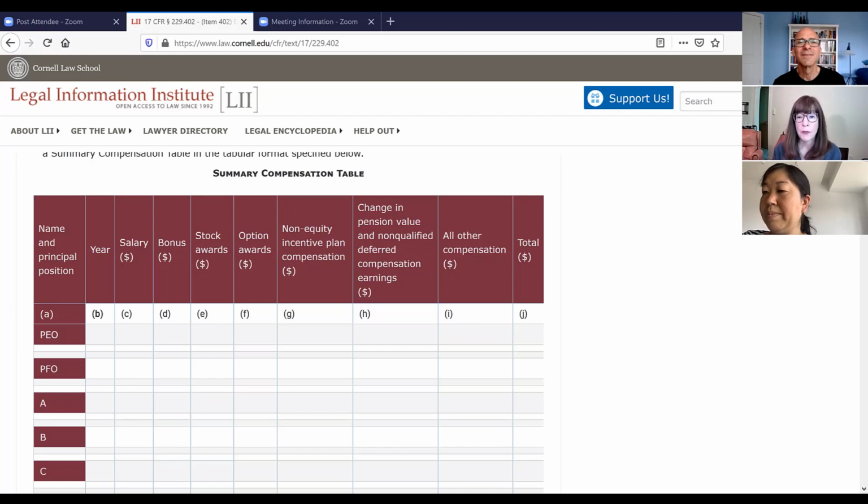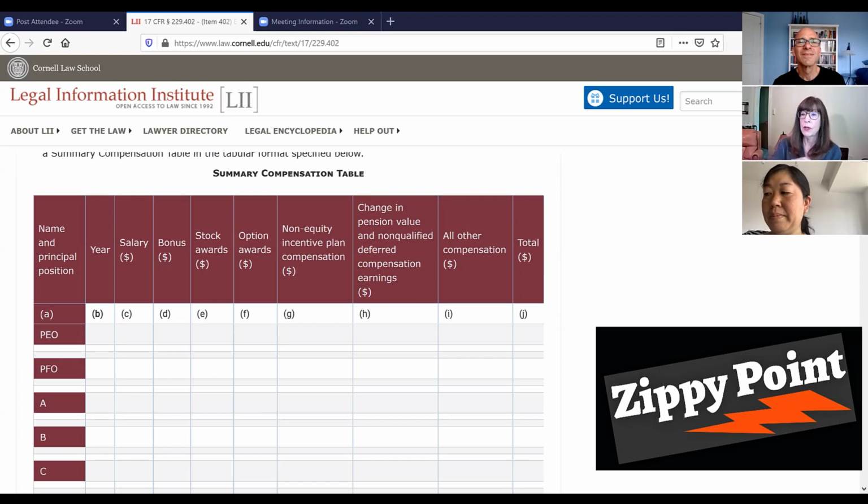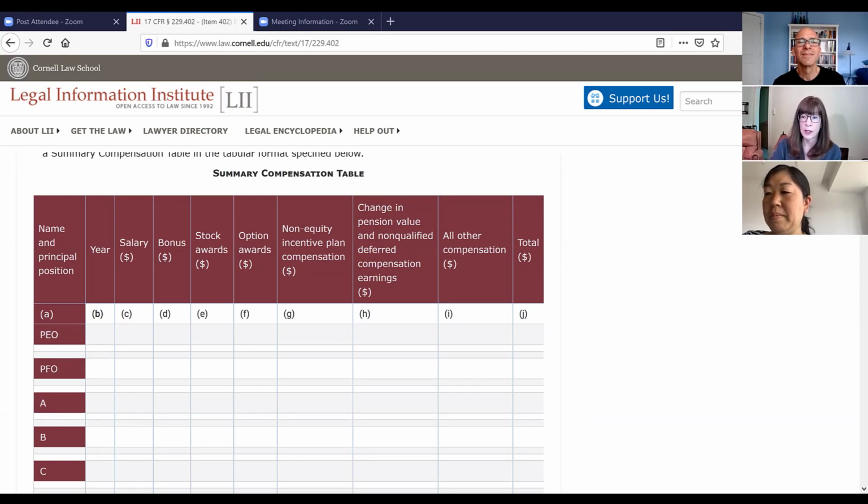If you have a performance-based stock award, you're required to put in the table the accounting-based figure for the probable outcome of that award. And again, that's all accounting-based. However, if that number is not the maximum that could be paid under the award, you need to include in a footnote the maximum value that could be recognized under that award.